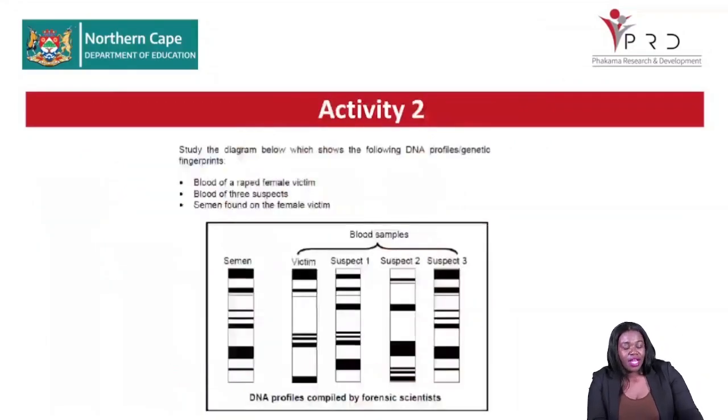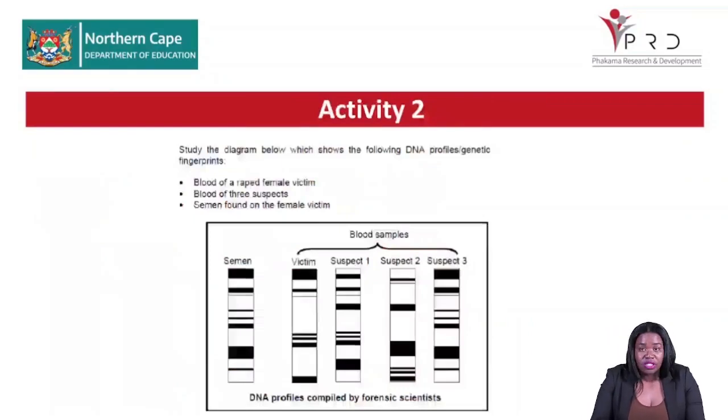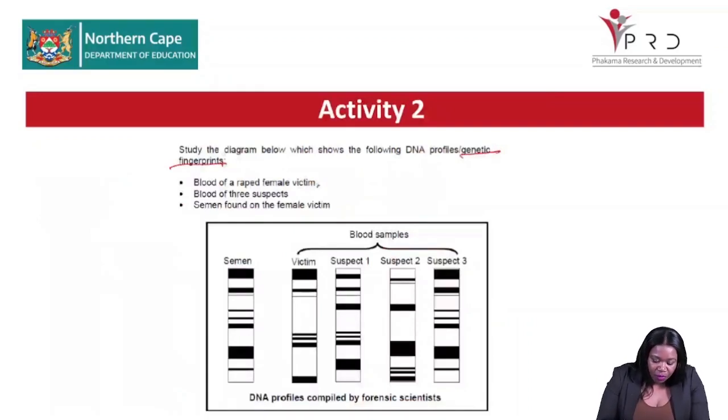Okay, let's have a look at an activity. This is activity 2. It says study the diagram below, which shows the following DNA profiles. Remember, we do not call them genetic fingerprints anymore. We call them DNA profiles. And remember, this is a DNA profile. The technique used is DNA profiling. So here we have blood of a raped female victim. We have blood of 3 samples. And we have semen found on the female victim.